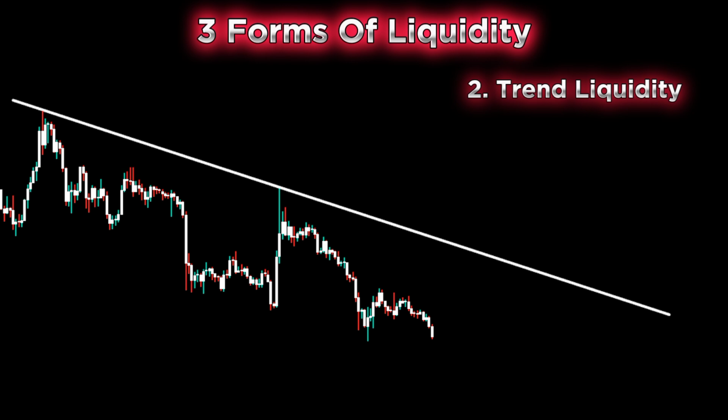Now pay attention to this. We know well that we are going to have sellers at this level, and that will be the first layer of liquidity. Because we know that many sellers there are going to have stop losses over the trend line.